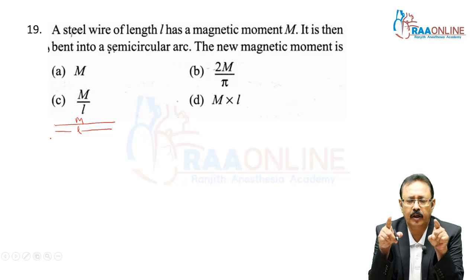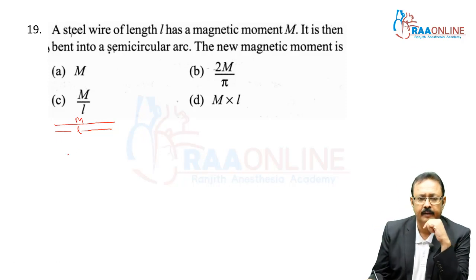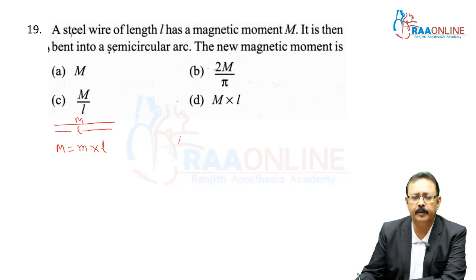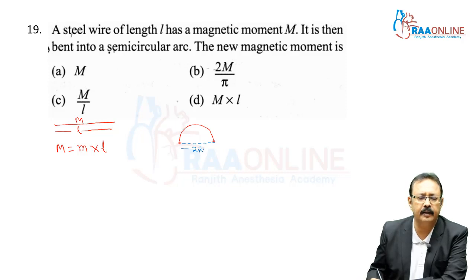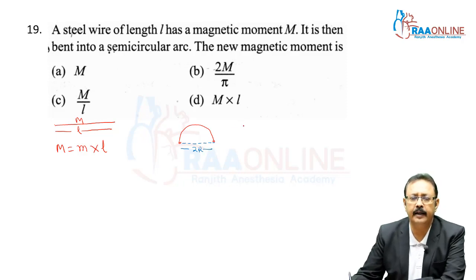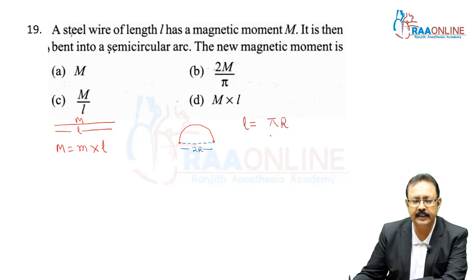By bending the wire, we only change the effective length. Magnetic moment is pole strength into effective length. When we keep the wire in semicircular shape, the distance between poles changes. Now it is equal to 2 times the radius of the circle. This circle is made up of that length only, so the length is now half of the circumference. So L is equal to pi R, so R is equal to L upon pi.